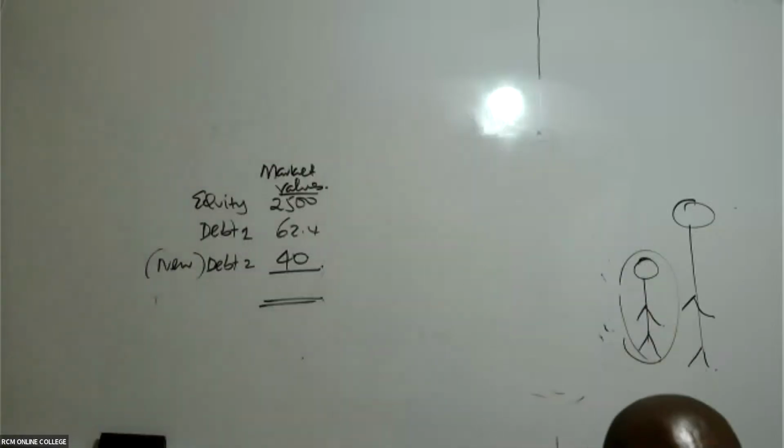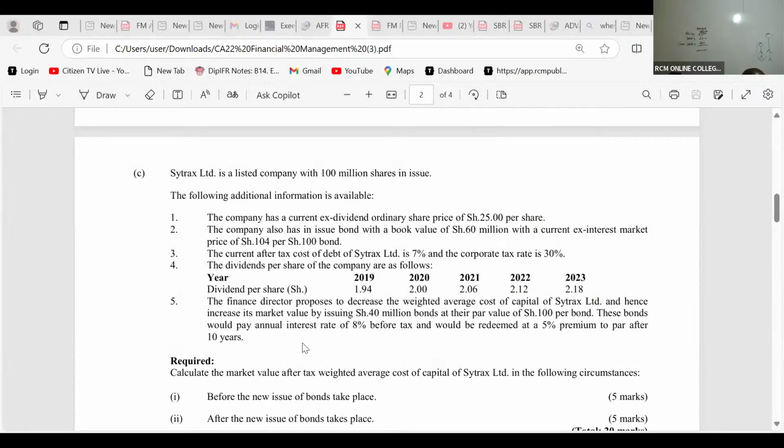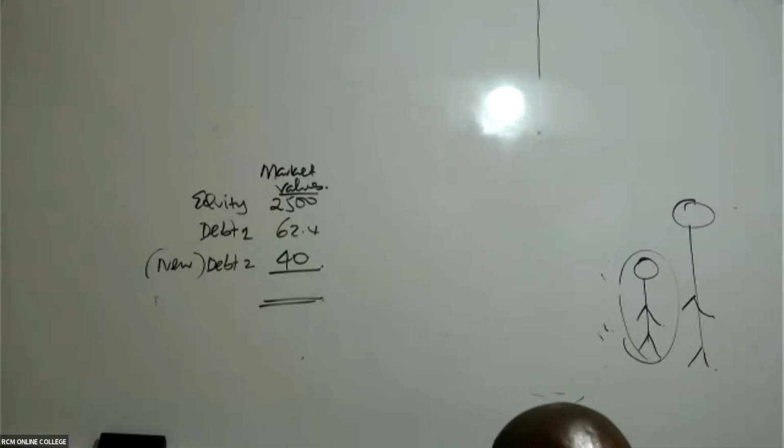The market value of the debt that we have just issued, and hence the increased market value, by issuing a 40 million bond at par value. So you're issuing this at par value at 40, so that's the market value. Can somebody kindly give me this particular figure now when you add everything? What is the total value?